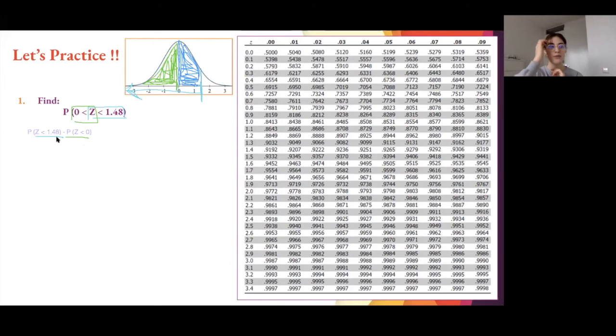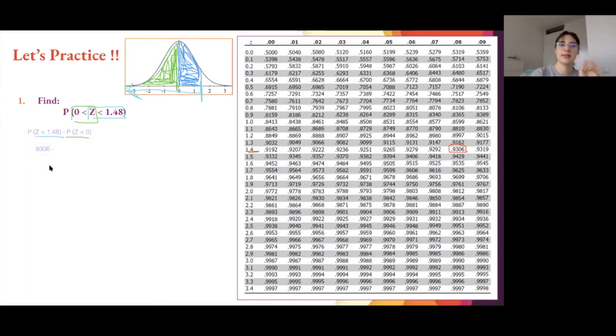So now that we have the probability that Z is less than 1.48, now let's find that. So we have 1.4, and then we have to go all the way down until 0.08. So in this case, we have 0.9306. So this probability is equal to 0.9306 minus something.